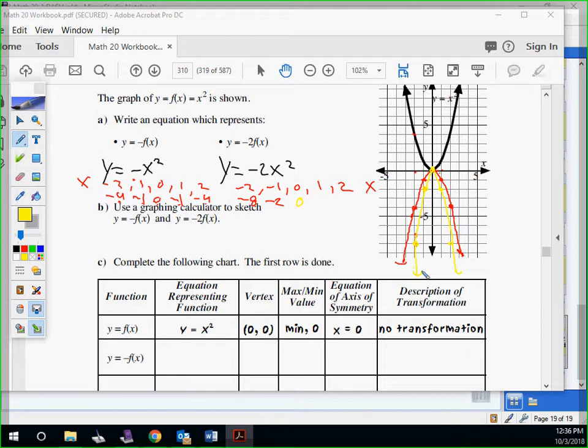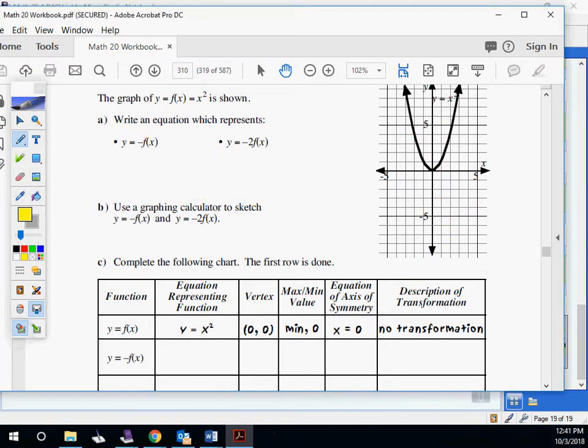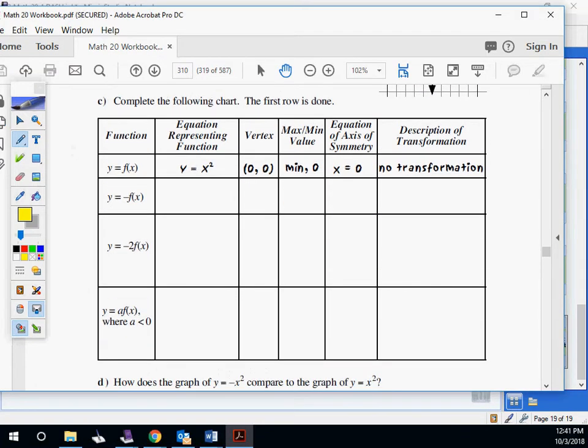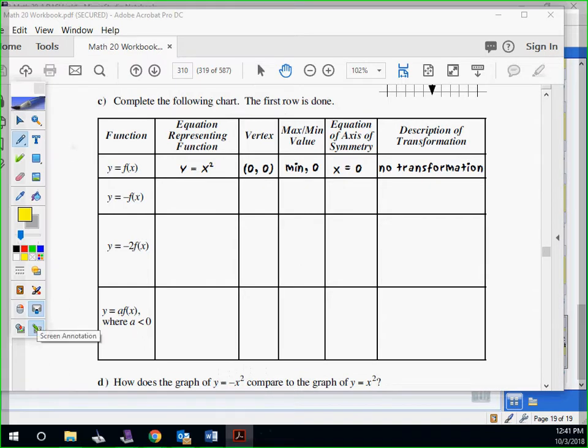Okay. All right, cool. All right, complete the following first. The first row is done. So we're going to go ahead and go through these. Equation representing, so that just means what is it representing? This is y. Let's go to black. Y equals negative x squared. Notice on all the ones we did, the vertex didn't change, right?